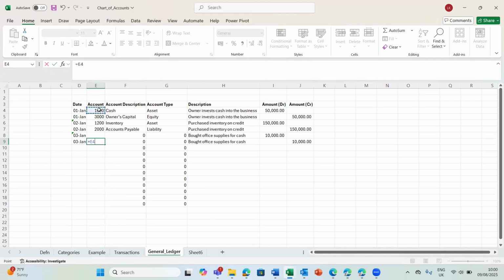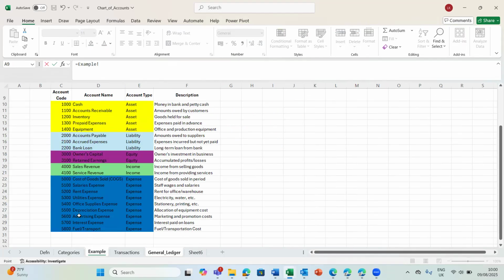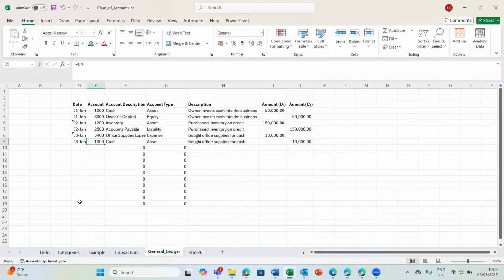So this is the account, cash. And then you debit expenses, which is office supplies. So let's go to the chart of accounts and see where we have our office supplies expenses. So we have 5,400. You enter that, right? That's on the 3rd of January.